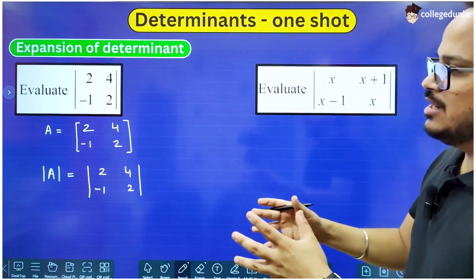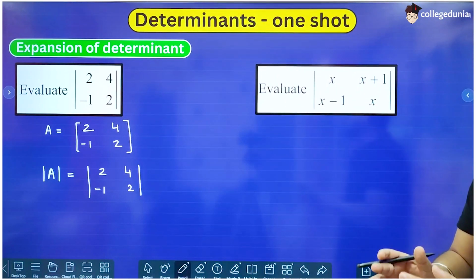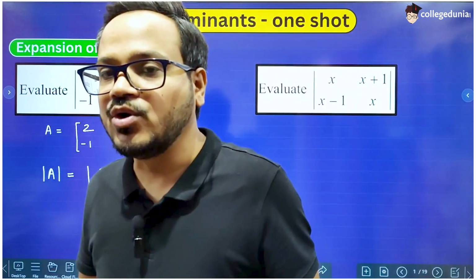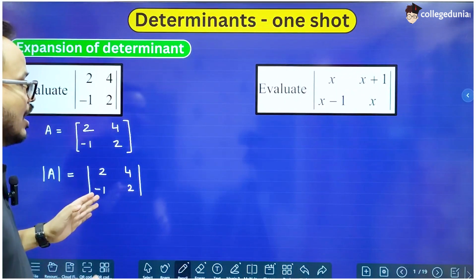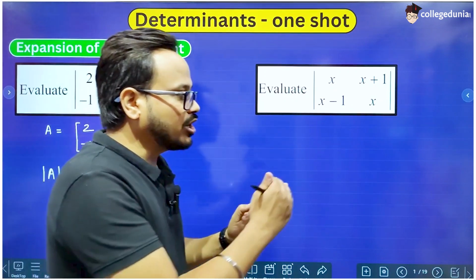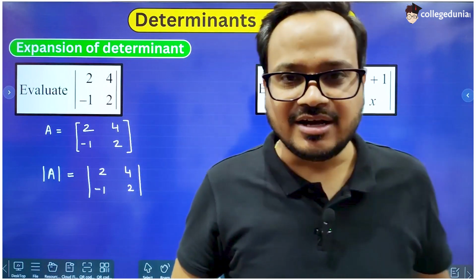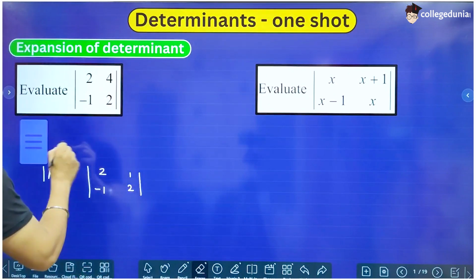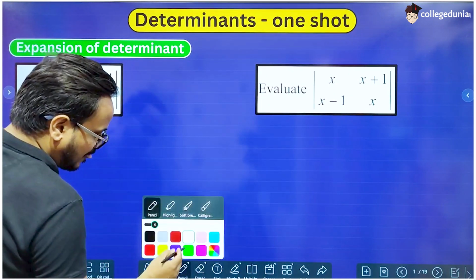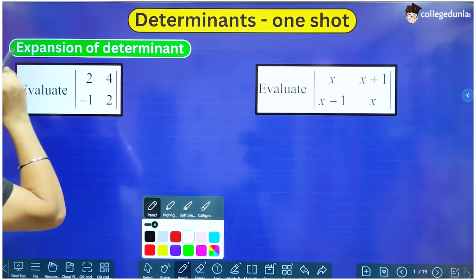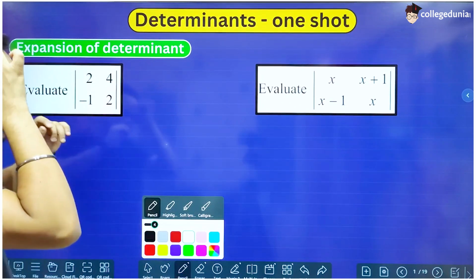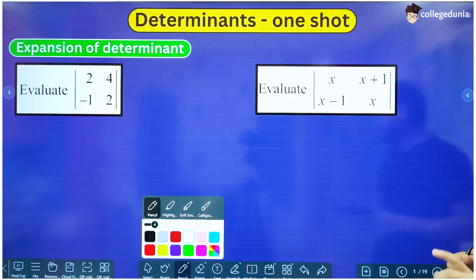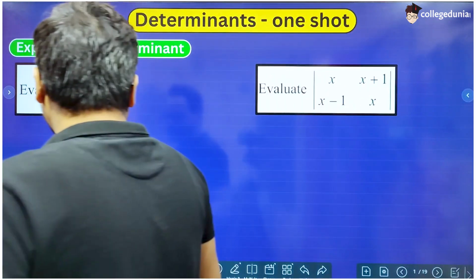Every square matrix, not every matrix, every square matrix has a determinant value, and we are going to find that determinant value. But why determinant values are important, we will study later in the same video. So let's first learn how to expand a determinant. Here we have a determinant of order 2 by 2, and this is also a determinant of order 2 by 2. First we will learn how to expand a determinant of order 2 by 2.